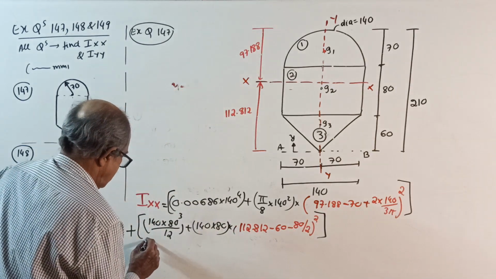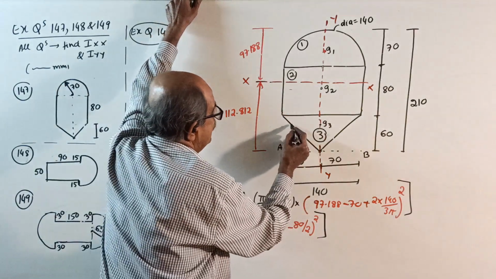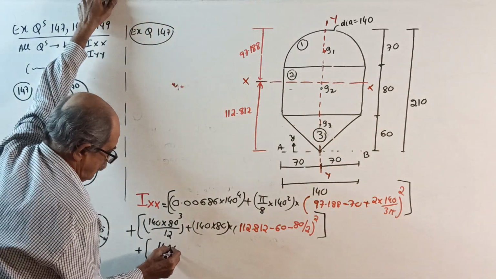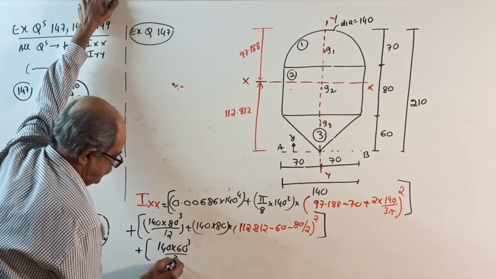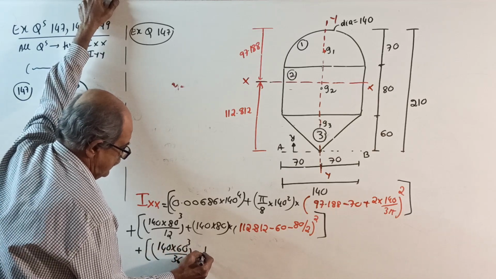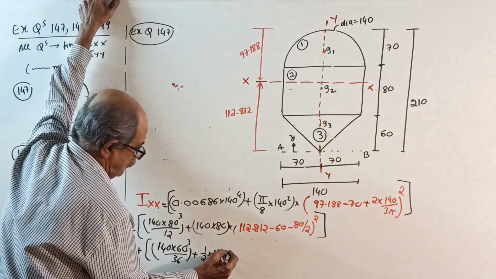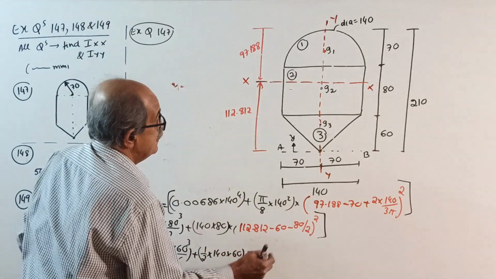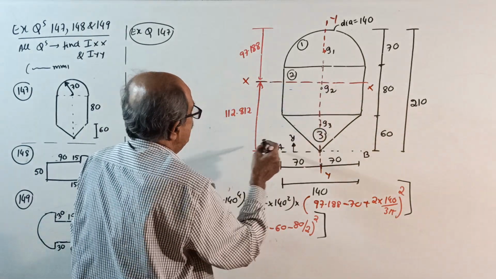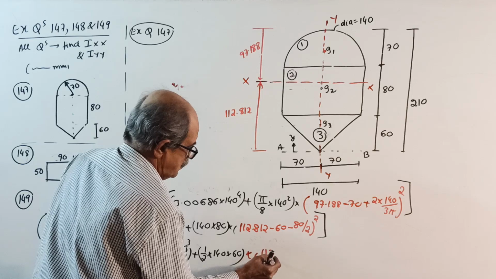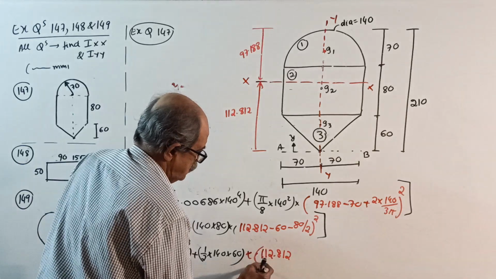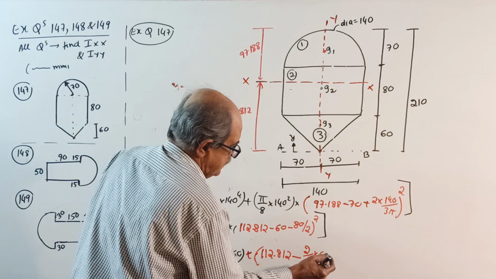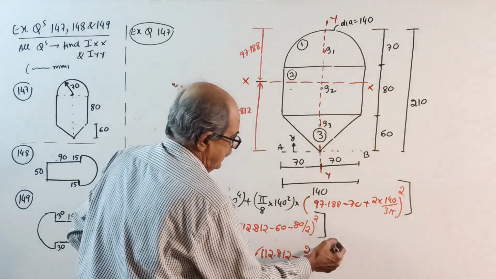Plus lastly, remember the isosceles triangle, I about its own axis: 140 into 60 cube by 36, plus half into 140 into 60 is the area, into the centroid is here, this distance squared, which is 112.812 minus 2/3 of 60, whole square. You will get I about XX.